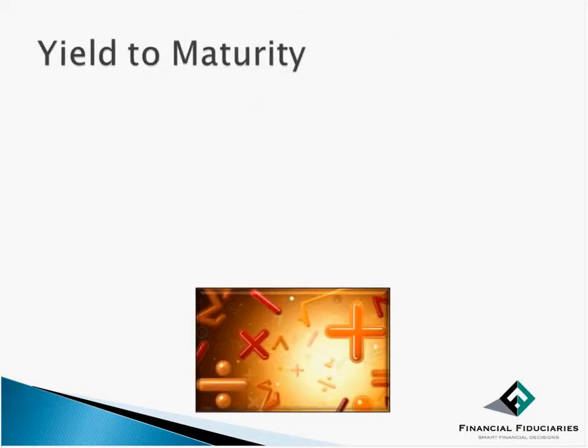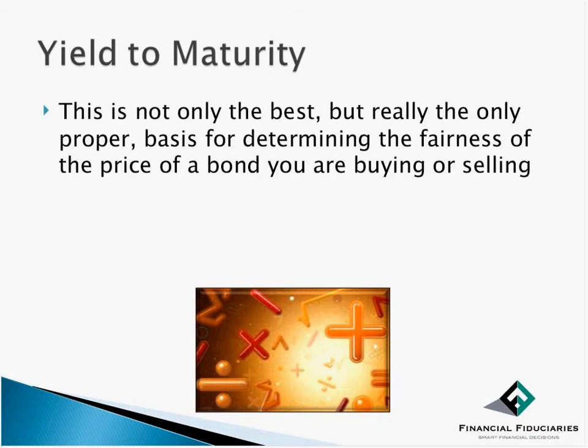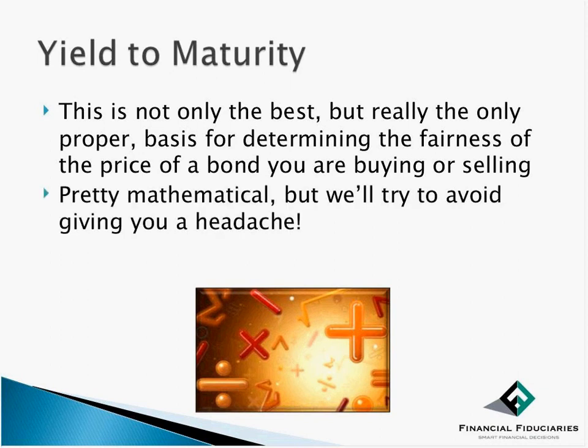So all of this gives rise to the concept of yield to maturity. The prices, premiums, or discounts, and so forth gets us to the value of the bond, and now we have to use that value to calculate something that we call yield to maturity. This is not only the best, but it's really the only proper way for determining the fairness of the price of the bond that you're buying. It's a mathematical equation.